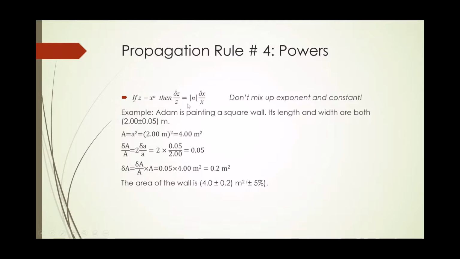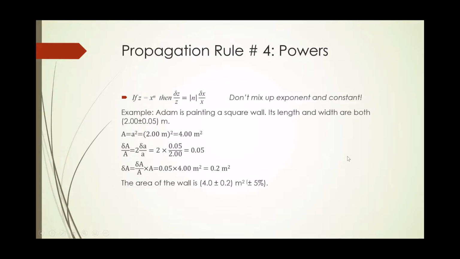Don't mix up this exponent and constant. When do you multiply the relative uncertainty by a factor? It is when you have an exponent. You have to put that exponent in front of the relative uncertainty. So here is an example of applying rule number 4. Area is the side squared, and delta A over A, that's the relative uncertainty of the area, is 2 times delta a over a, and you calculate that out and then multiply by the area to get the absolute uncertainty.